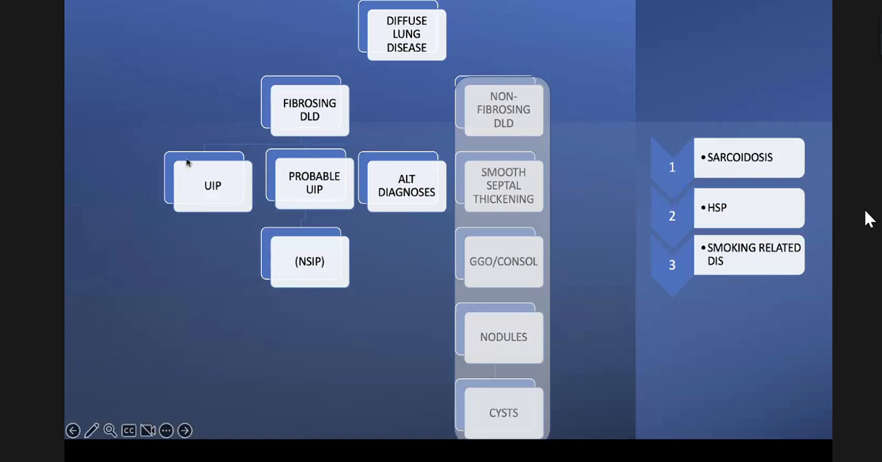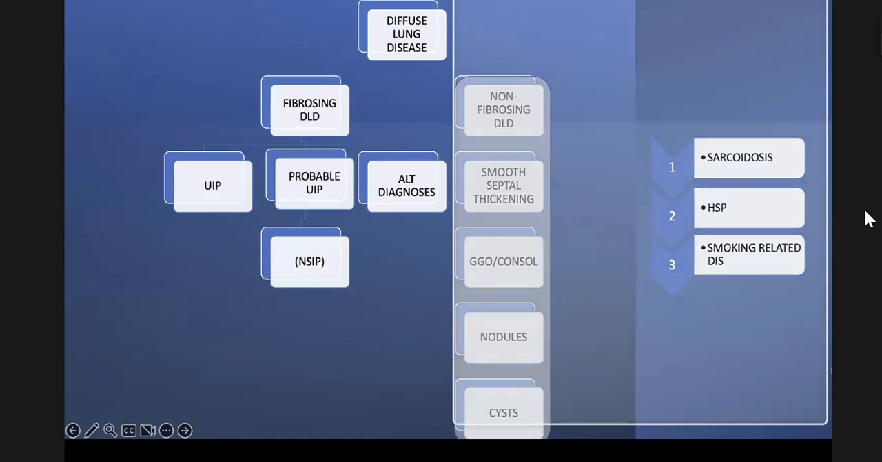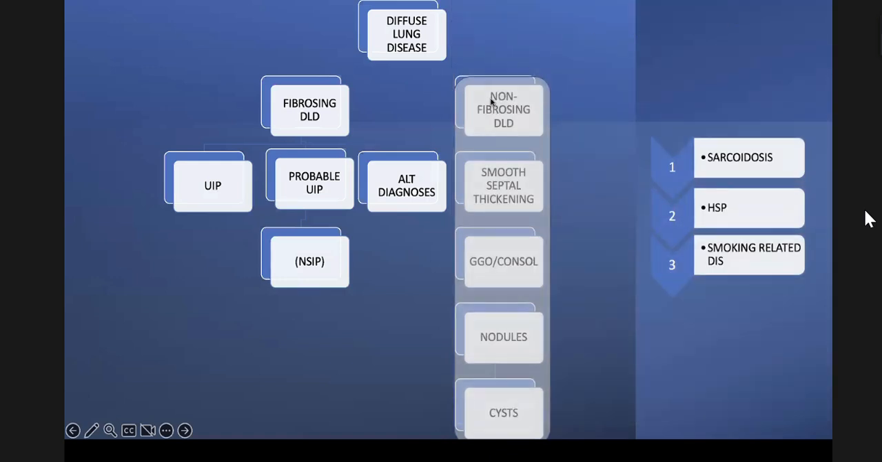And then there is a separate bucket of three big diseases, which are sarcoidosis, hypersensitivity pneumonitis, and smoking related diseases. Apart from that, there are non-fibrosing diffuse lung diseases, which I will not be talking about today. So today's topic would be restricted to diffuse lung disease, cases showing various spectra, and probably in the end, we'll talk about these three monsters which I just mentioned.